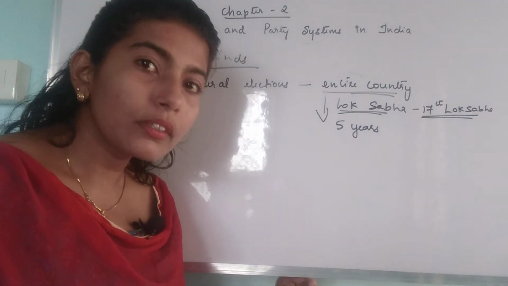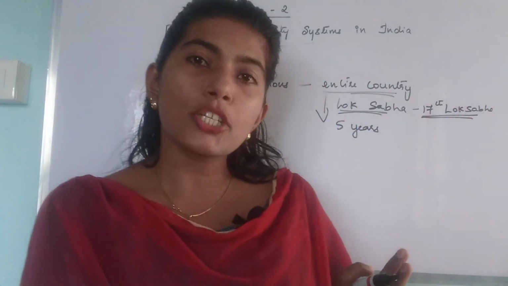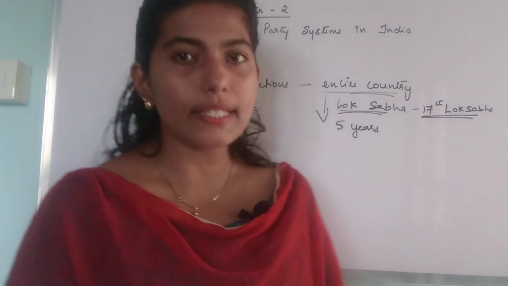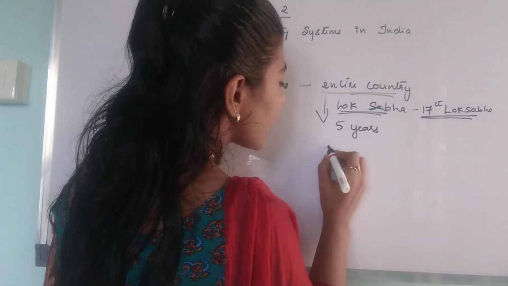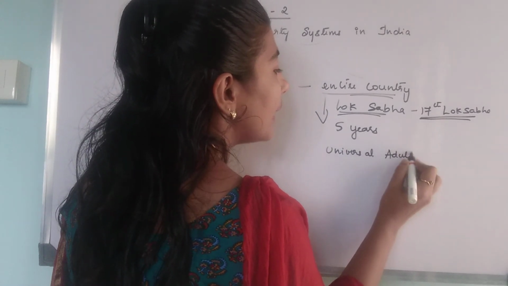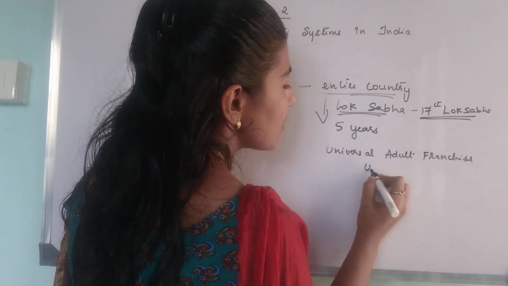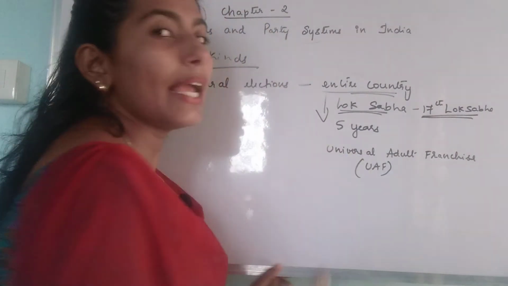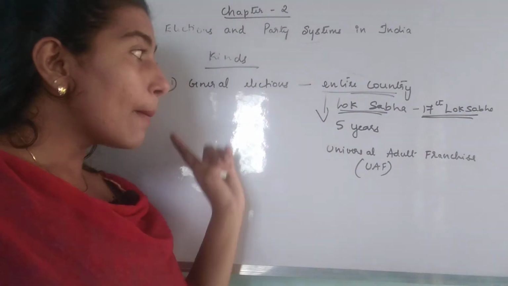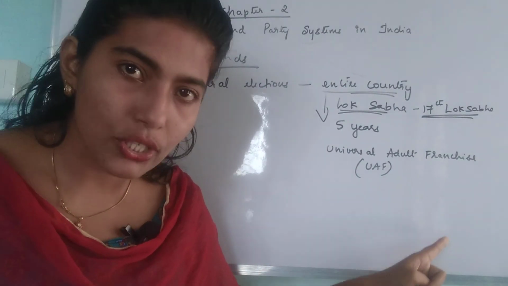And in general election, people go for election on the basis of universal adult franchise. Remember, general election is held on the basis of universal adult franchise. We discussed this word so many times, UAF, Universal Adult Franchise. It is on the basis of Universal Adult Franchise that people go for election. What is the meaning of Universal Adult Franchise?